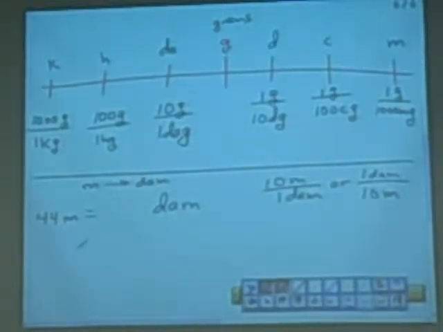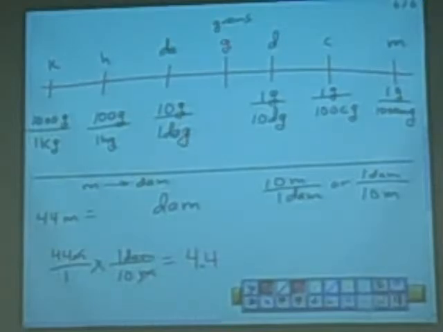Right, that's right. Because when we do our unit analysis, we have 44 meters over 1, times, and we want the meters to cancel. So we've got to put 10 meters in the denominator, 1 decameter in the numerator, so that our meter units cancel. And so we're actually going to divide, right? 44 divided by 10, and that's going to give us what? 4.4 decameters. Okay?